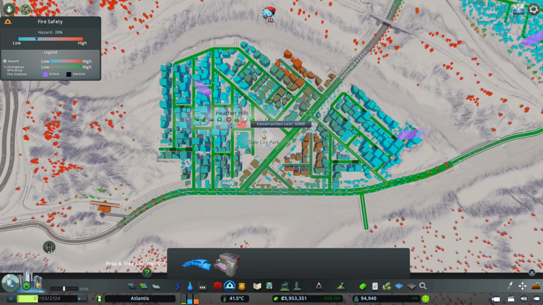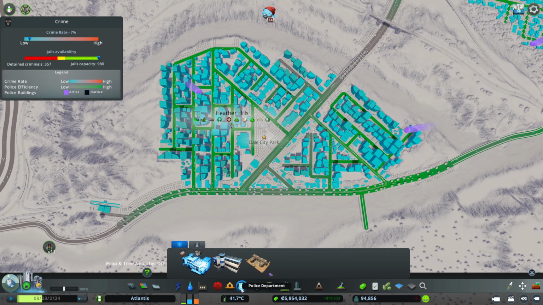But at the moment, this is more than enough, having two over here. It's close enough for any fire trucks to get to this place and put down any fires. So we should be fine.